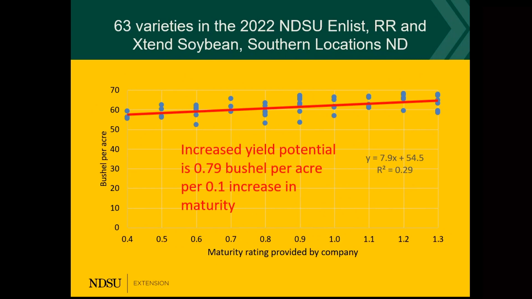Now, that was farmer data. I'm just quickly looking at the same data set that I used, 63 varieties. I plotted again the maturity against the yield, and in this particular trial, about the same number. So I'm not saying that it's exactly 0.7. It's kind of in that ballpark that you can expect for an 0.1 increase in maturity. So variety selection, appropriate for your location, very important.